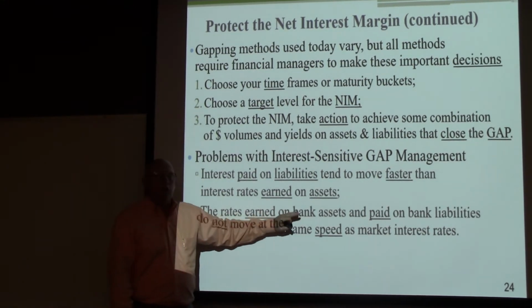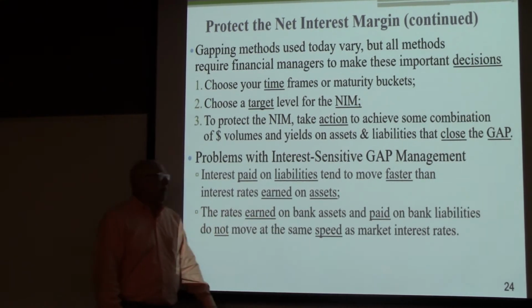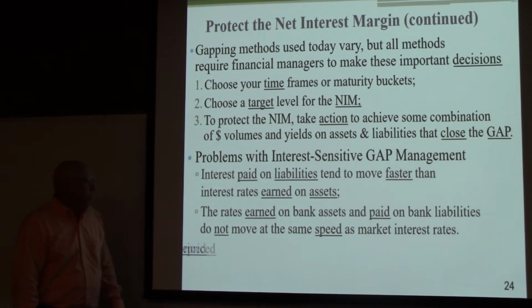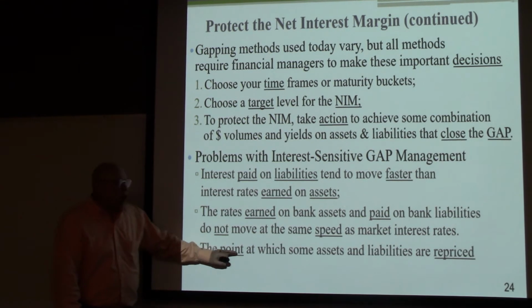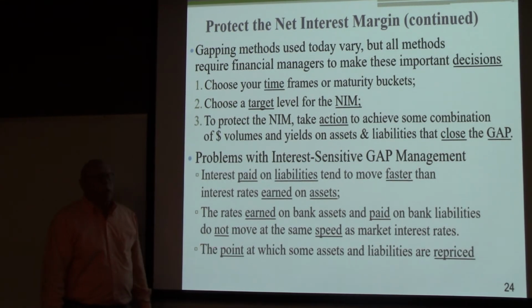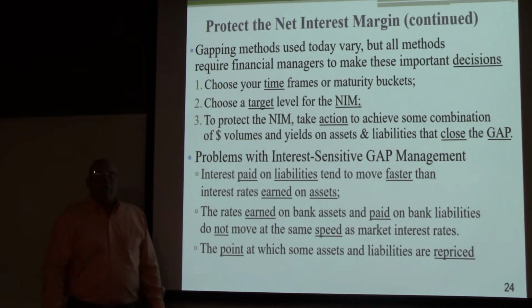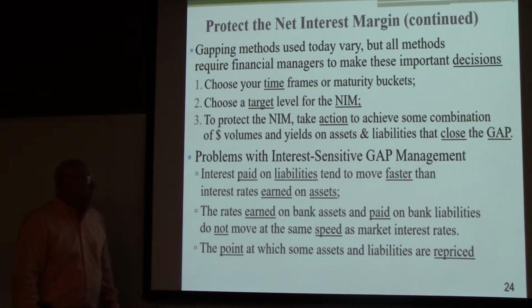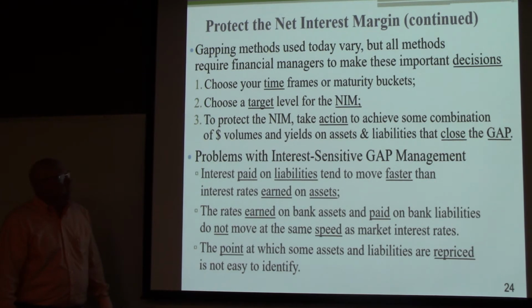So rates may change in the market, but not necessarily on bank assets and liabilities as fast. And that creates a problem. And then determining when assets and liabilities will be repriced is not always a straightforward exercise. These are very complicated techniques that require really solid data systems and programs. All right, so these are some problems with gap management.